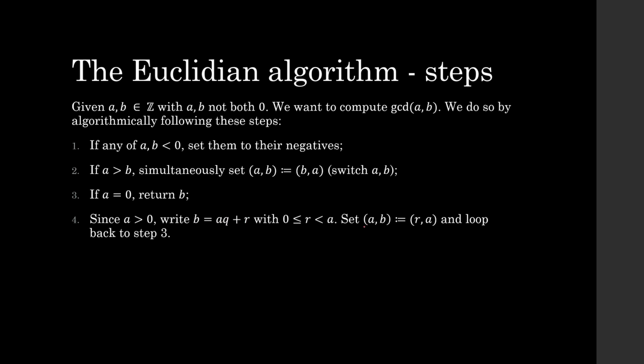So what we do is we set the tuple (a, b) to the tuple (r, a), so r is this remainder here, and then we loop back to step 3. So what this is saying is actually that the GCD of a and b is equal to the GCD of r and a. We're going to prove that because it might not seem obvious right at the start.